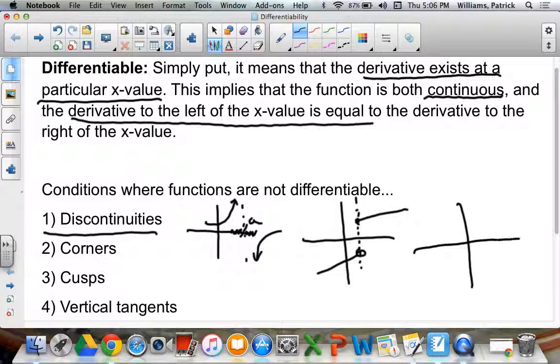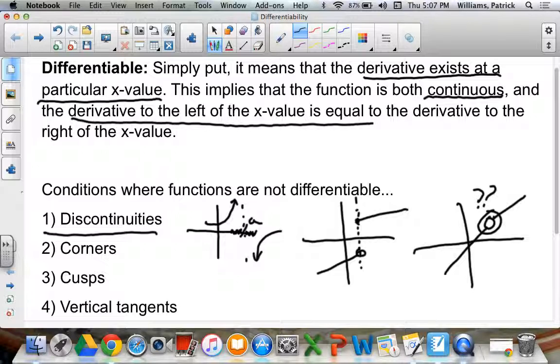And finally, at removable discontinuities, these don't work either, because if the function isn't defined here, I don't know what the slope of the line tangent to that curve is at this particular point. Now that might sound a little bit confusing, because yes, the derivative to the left and the right of that point would be the same. However, because the function is not defined at that point, there cannot be a slope of the line at a point where the function is not defined. It just doesn't work that way.